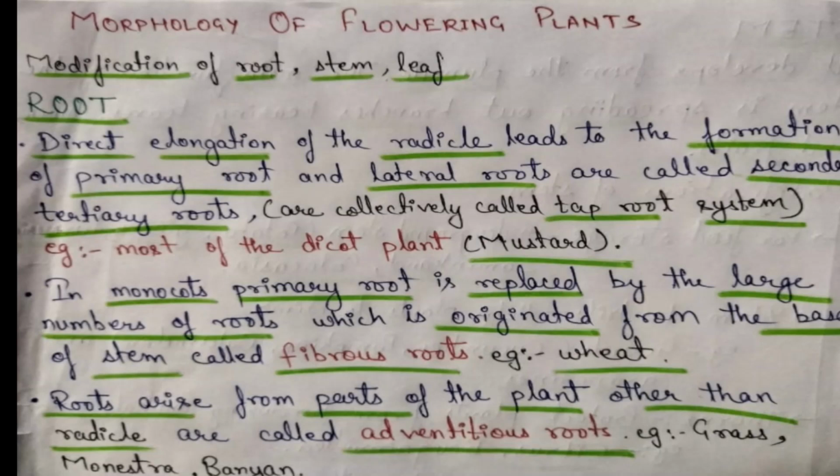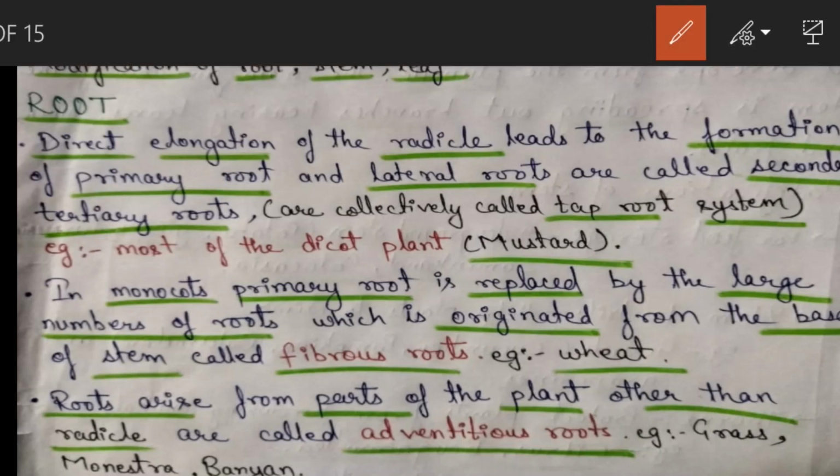So direct elongation of the radicle leads to the formation of primary root, and lateral roots are called secondary, tertiary roots, and this is collectively known as taproot system. If root is developing from radicle, then the system is known as taproot system, and it is commonly seen in dicot, and one example is mustard.